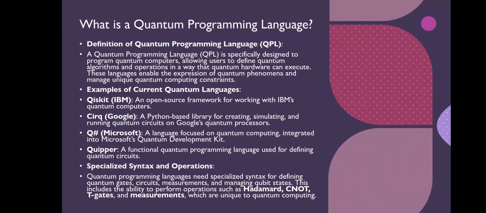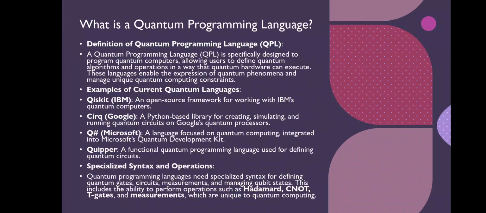Now, what is a quantum programming language? A quantum programming language (QPL) is a specially designed programming language to program quantum computers, allowing users to define quantum algorithms and operations in a way that quantum hardware can execute. These languages enable the expression of quantum phenomena and manage unique quantum computation constraints.